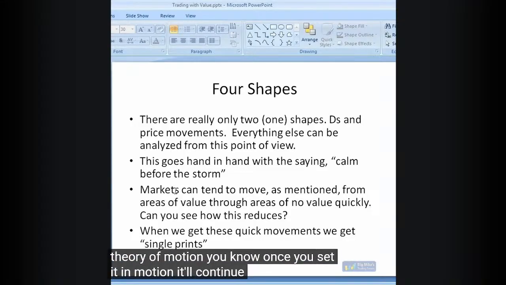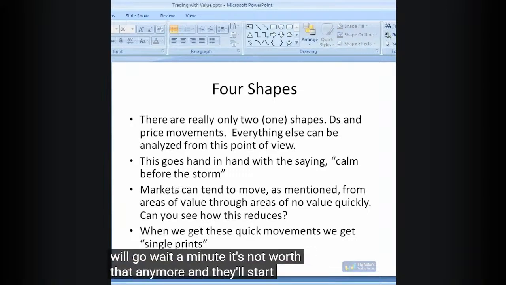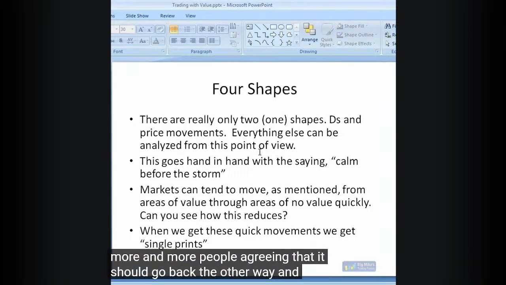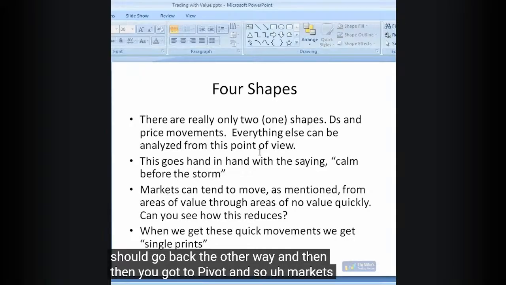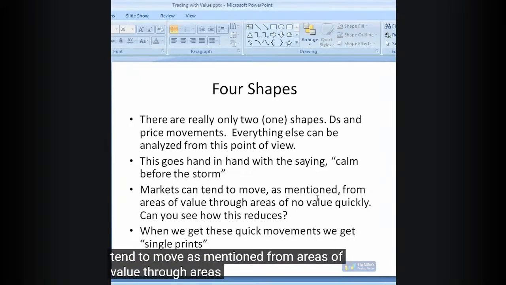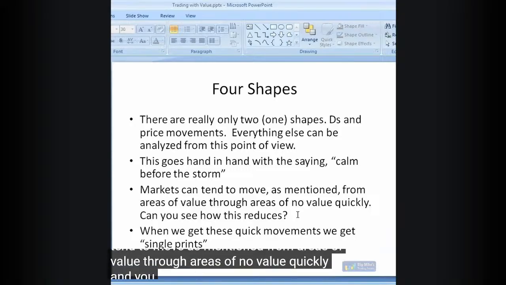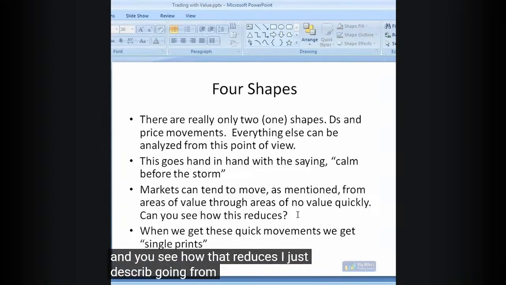And in a lot of ways, the market is like Newton's theory of motion. Once you set it in motion, it'll continue moving. And then when it hits these areas, people will go, well, wait a minute, it's not worth that anymore, and they'll start getting more and more people agreeing that it should go back the other way, and then you got to pivot. And so markets tend to move, as mentioned, from areas of value through areas of no value quickly. Can you see how that reduces? I just described it going from D to D to D.